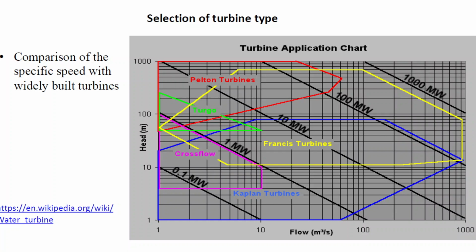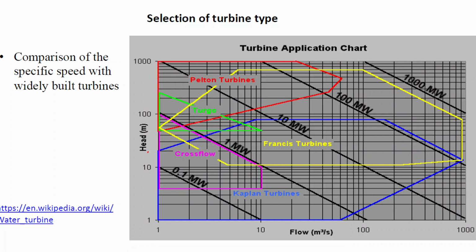Selection of turbine type can be done by seeing this turbine application chart, which is a graph between flow versus head. These black lines are basically the rated power, that is 0.1 megawatt power, 1 megawatt power, 10 megawatt power, 100 megawatt power, and 1000 megawatt power. So in different regions, different kinds of turbines are applicable.